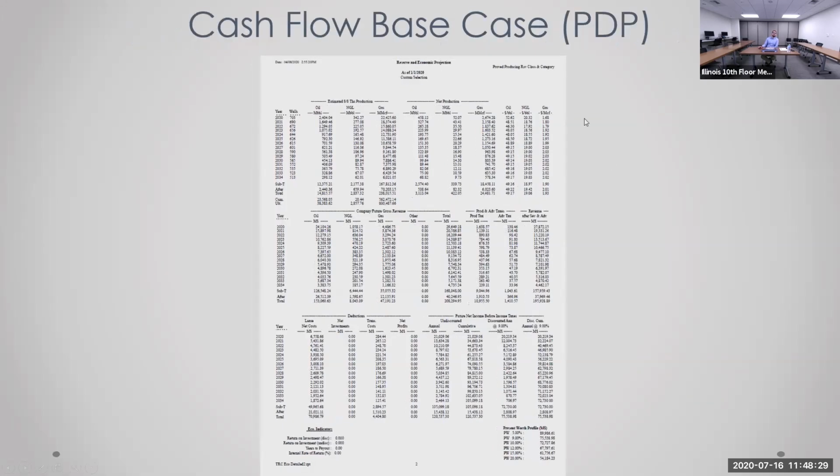Now, this is a breakdown by PDP, so proved, developed, producing, reserve, and class category.